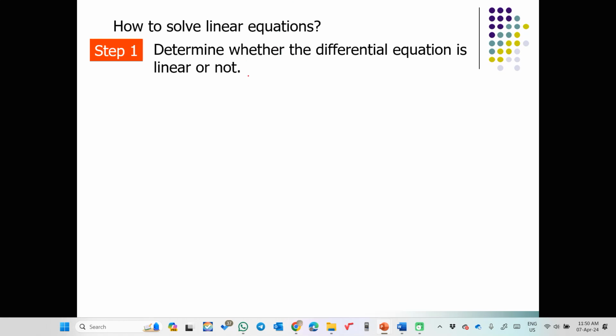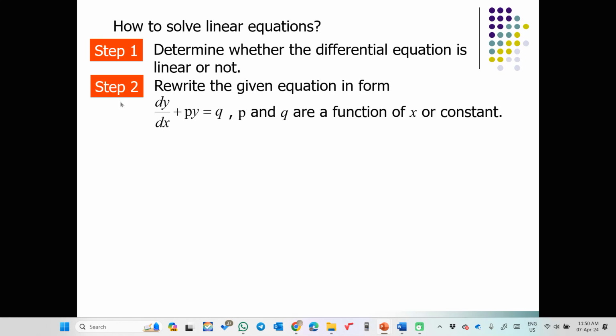Okay, after we determine whether the differential equation is linear or not, for the second step we need to rewrite the equation in the form dy/dx + P(x)y = Q(x), where P and Q are now functions of x. What does it mean by rewrite? We look at our definition in the previous slide. The differential equation is defined as a(x) dy/dx + b(x) y = c(x). We define the linear first order ODE as this form.